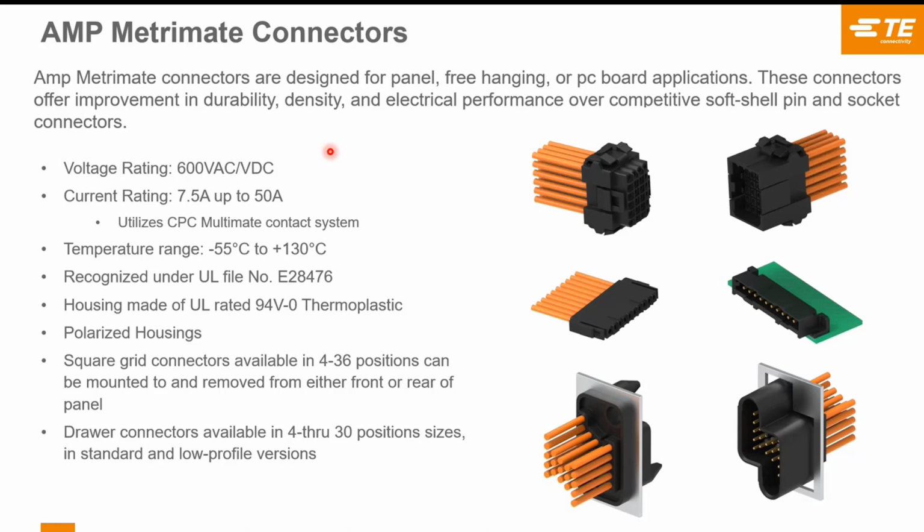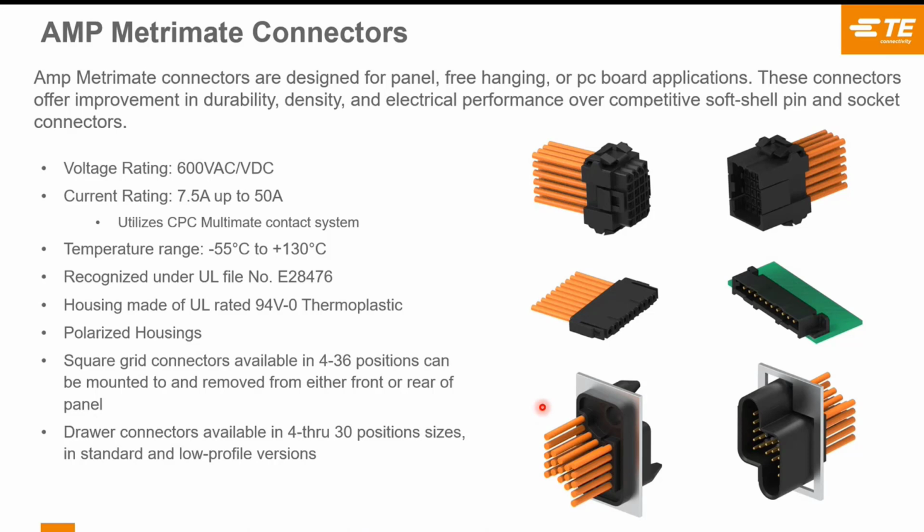On the bottom, it shows drawer connectors. These are a blind mate version where, if you don't have perfect alignment between the two housings, they will mate with each other with more misalignment than a typical connector. Size range is 4 up to 30 positions. They all have UL recognition and many have CSA.